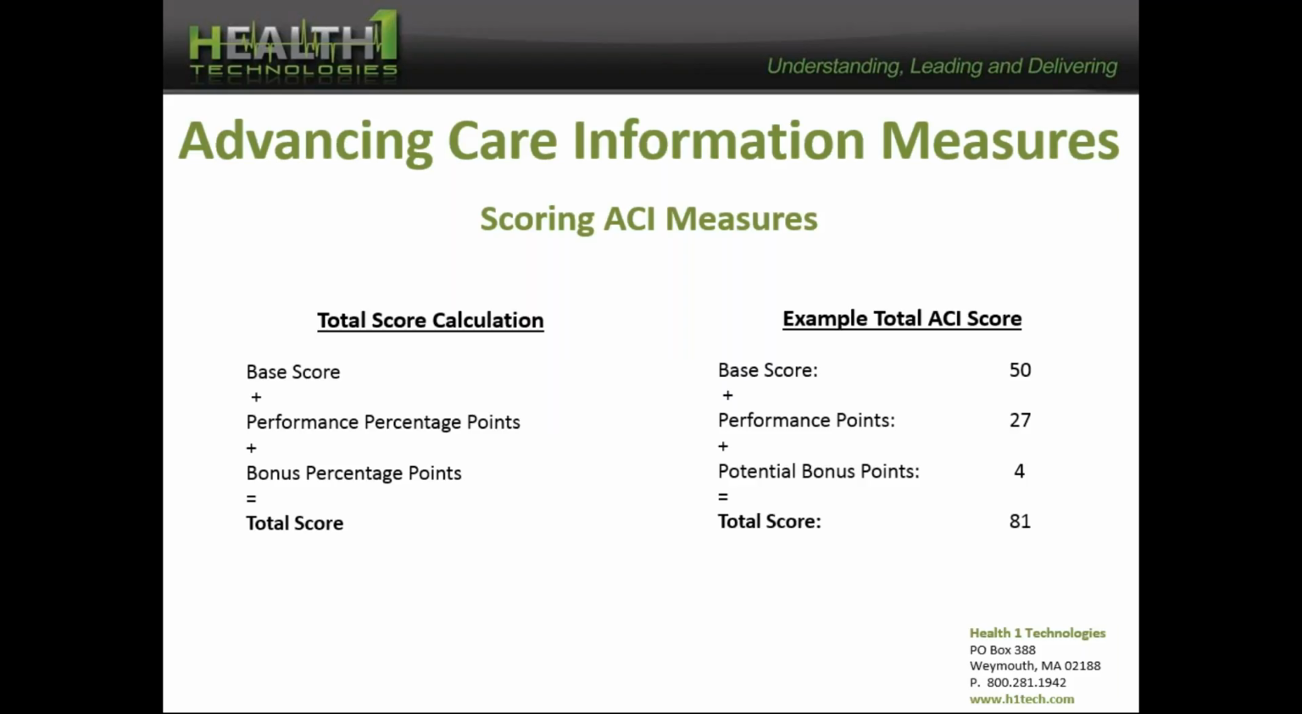So this is just an example of how they get your total ACI score. Take your base score, your performance percentage points, your bonus percentage points, and give you a total score. And you can see in the example on the right, your base score of 50, your performance points, your bonus points, and then you have a total score of 81.